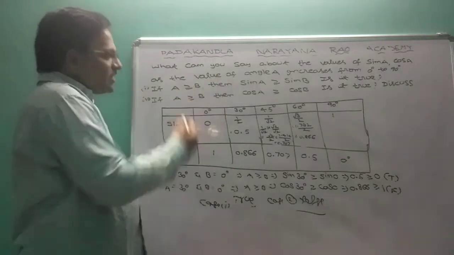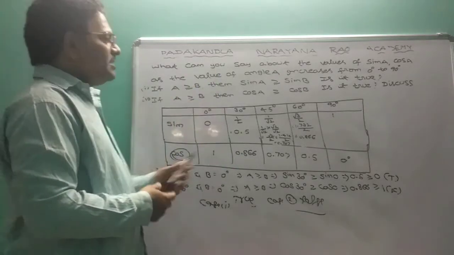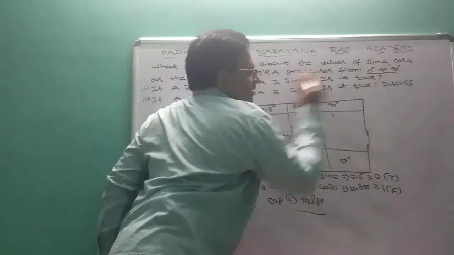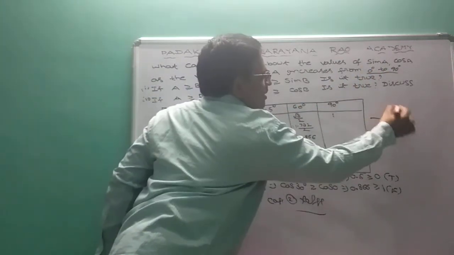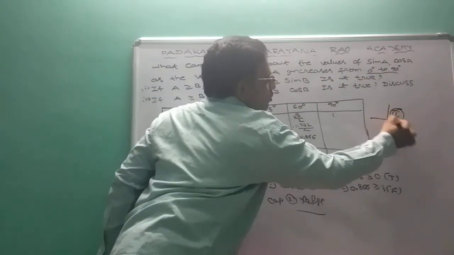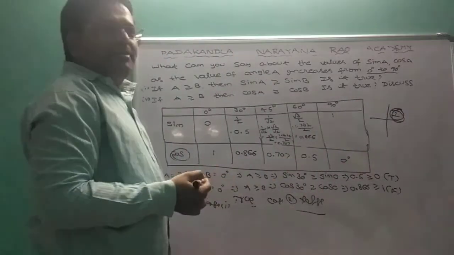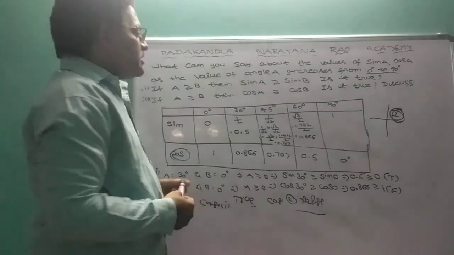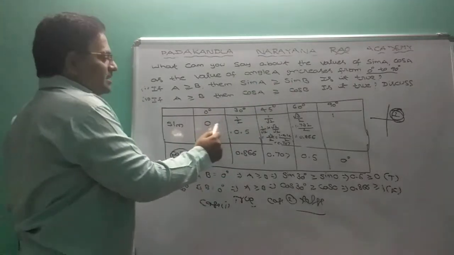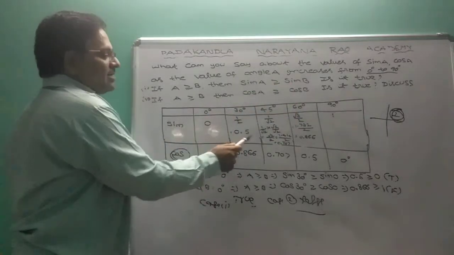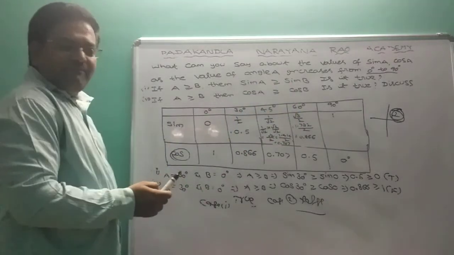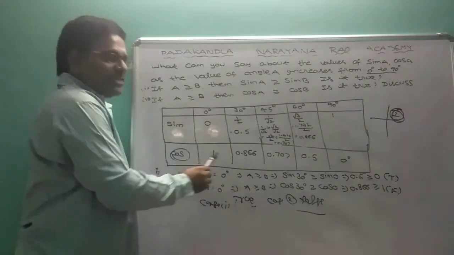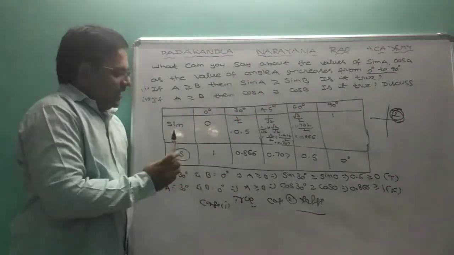Finally, in this notation, what you understand from the concept is that between 0 to 90 degrees, it is very important, because 0 to 90 means first quadrant. So in the first quadrant, as angles increase, sine values will increase. In the same way, in the first quadrant, as angles increase, cos values will decrease.